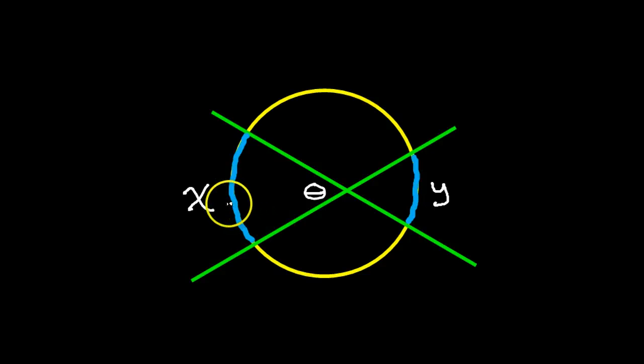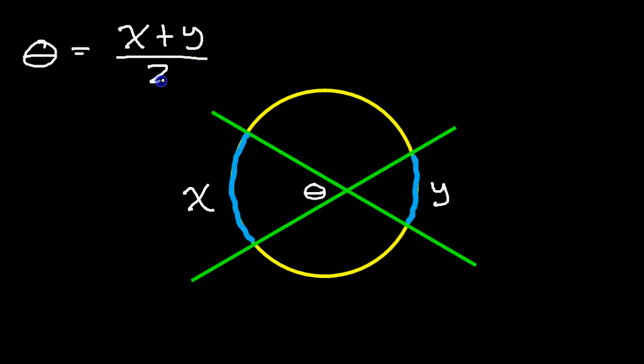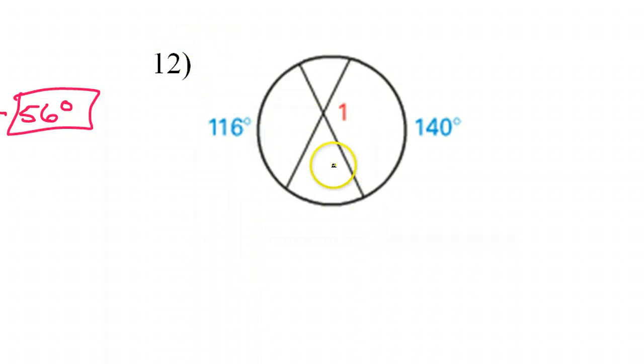The relationship between the angle and the two arcs is this. The angle is going to equal arc plus arc divided by 2. Basically, this angle is the average of these two arcs. Alright, arc plus arc divided by 2. So when you look at number 12, that's the situation that we're in.